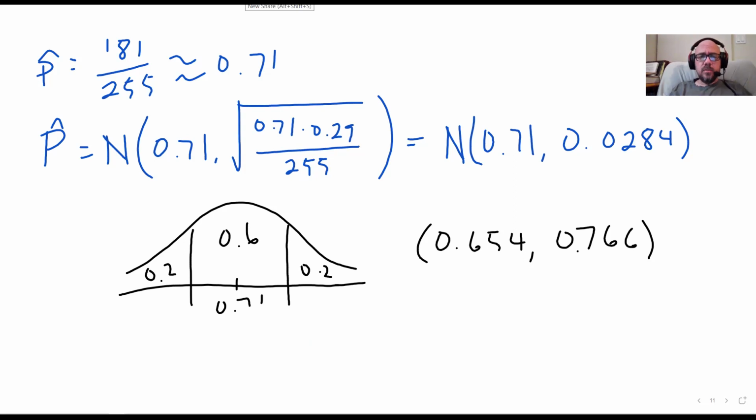Where am I at here? And 20%, and let's look at this again. 20% for this area here, and then 80%, because that's 0.2 plus 0.6 for this bound here.